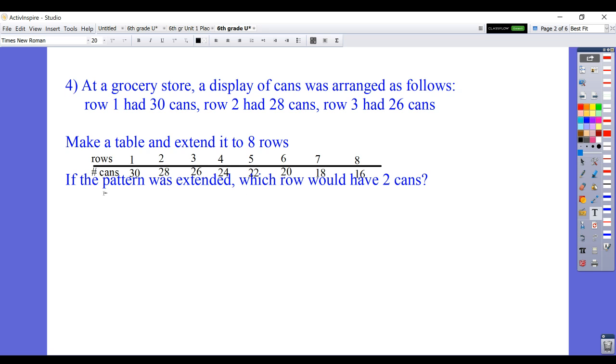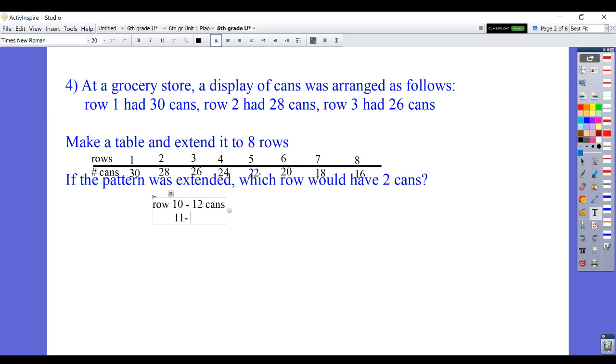Now they want to know if you continue to extend that pattern, what row would have 2 cans? Well, row 9 would have 14. Row 10 would have 12. All right, so far I've gotten up to that point. So row 10 we said has 12 cans. Okay. Row 11 then would have 10.